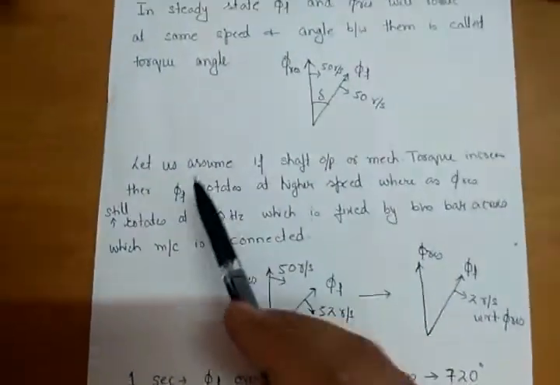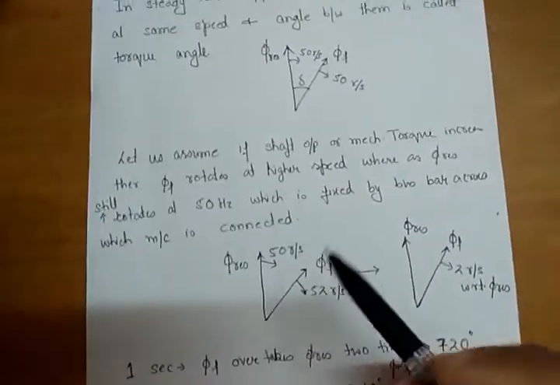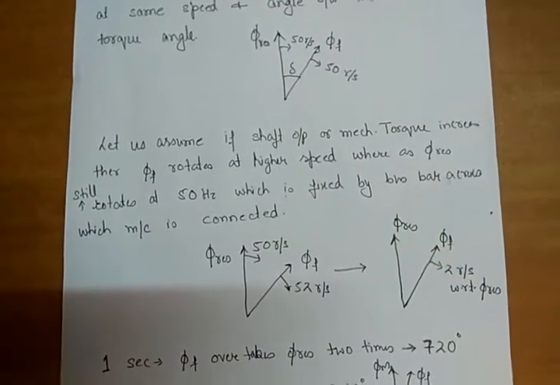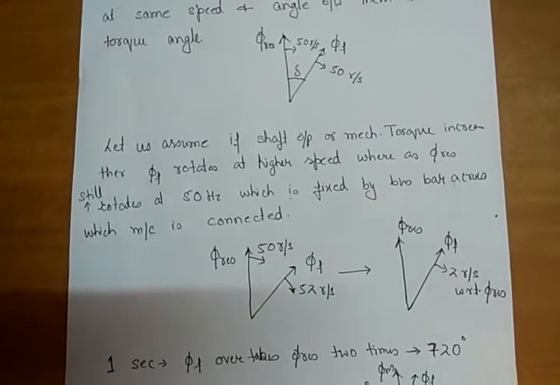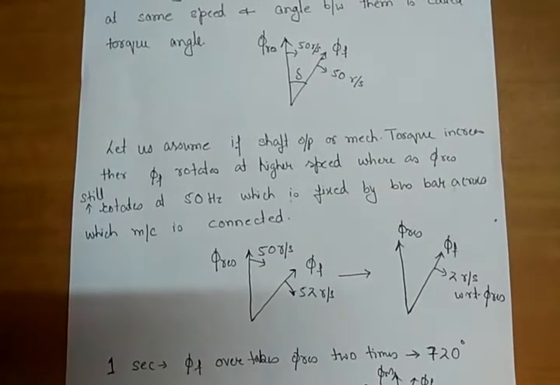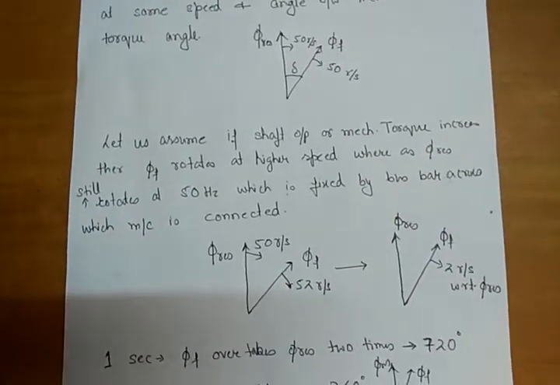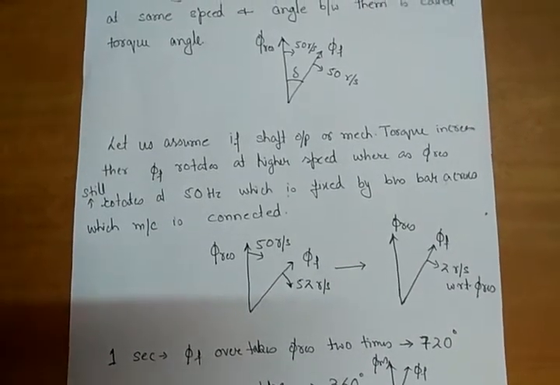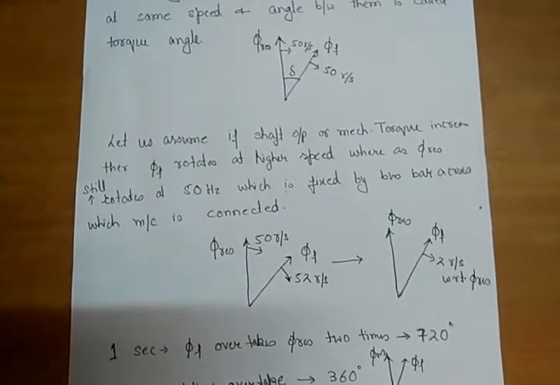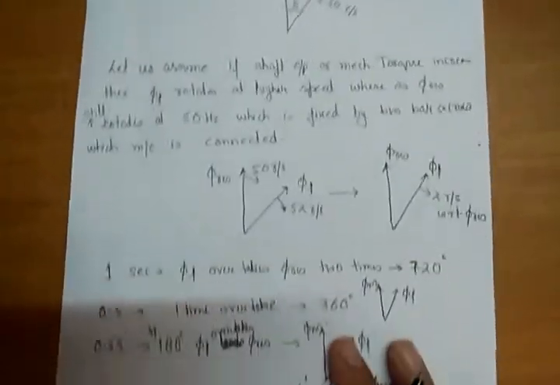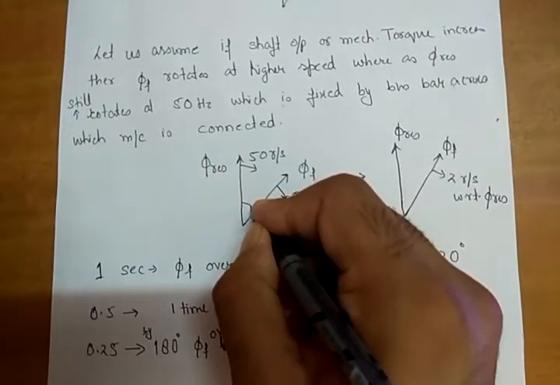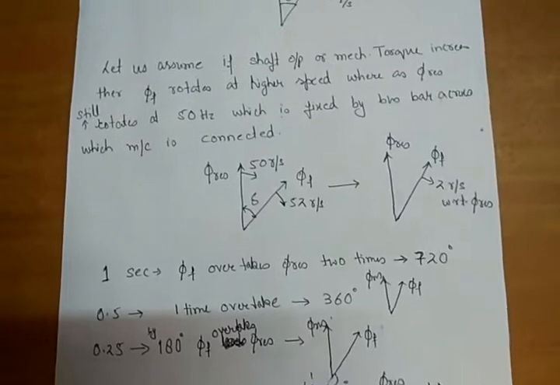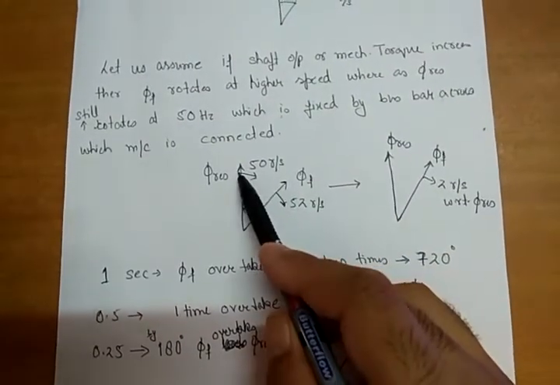I am showing here that suppose the mechanical shaft output increases, which means the mechanical torque increases, as a result of which the field flux phi f rotates at a higher speed because the rotor speed will increase, whereas the resultant flux will still rotate at 50 hertz, which is fixed by the bus bar across which the machine is connected. This is the initial case at time t equal to 0. This angle is delta. This is the field flux. This is the resultant flux.